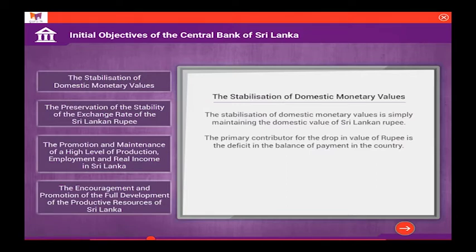The primary contributor to the drop in value of the rupee is the deficit in the balance of payments in the country. In other words, the domestic production and the requirement to import goods and services from outside the country. We can understand this through a simple example. In our daily conversations, we talk about the cost of goods: if we could have purchased something using 100 rupees sometime back, it will cost us 180 rupees if we try to purchase it today. This means that the value of 1 rupee has dropped over a period.